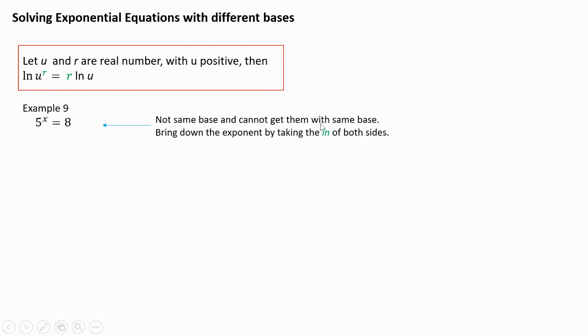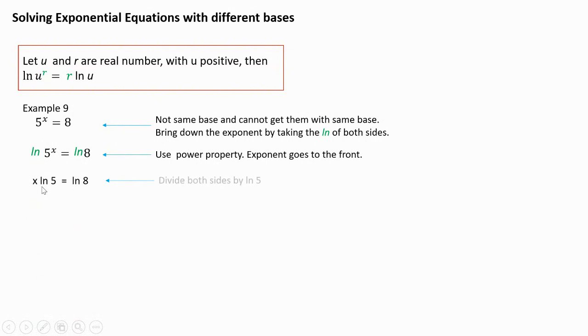So they're not the same base, and we cannot get them with the same base. So bring down the exponent by taking the ln on both sides. And it's always to the left of the number. It's to the left here and also to the left here. So by using the power rule, the exponent goes to the front, the x goes to the front. Then we divide both sides by the ln of 5.